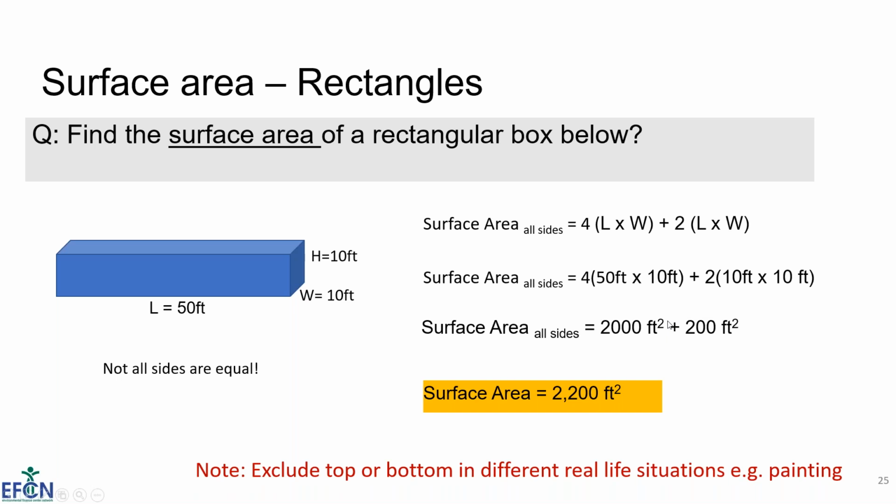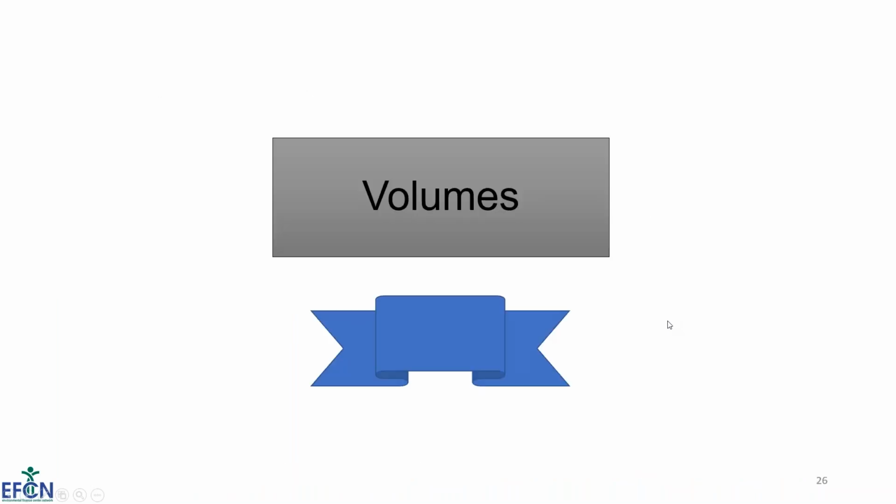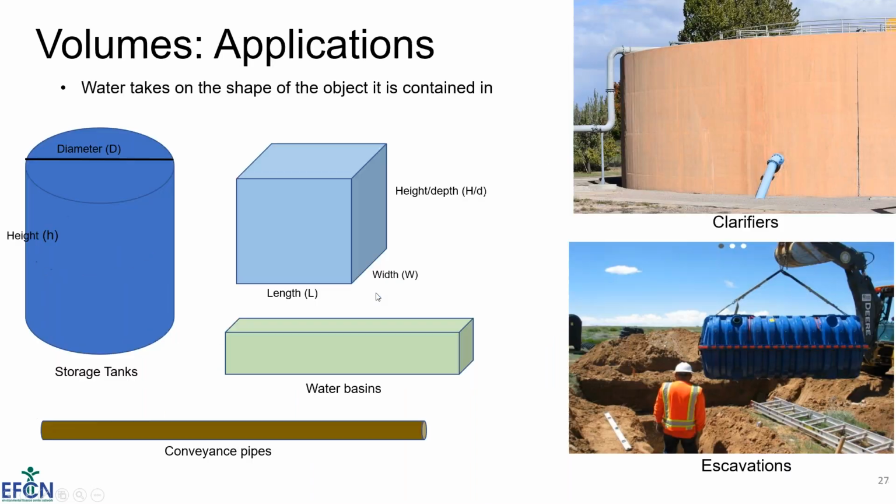Again, scenarios such as painting, you have to be familiar with those. So we're going to jump into our next topic, which is volumes. And volumes are really important when you are talking about water math, because water is a solvent that takes on the shape of whatever container it's in. If it's a cylinder, water will take on the shape of that particular vessel. If it's a square or a cube or a rectangular shape, it will take on that particular shape.